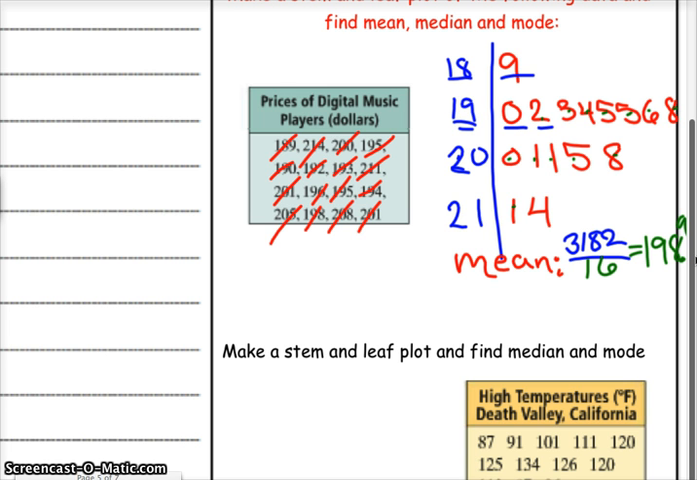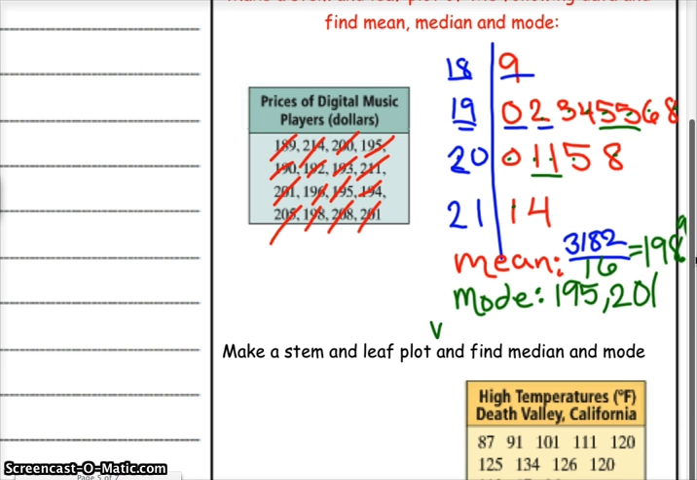The next thing I do before I start crossing things out, because median I always cross out, I figure out what my mode is. So what numbers happen the most? It looks like I have 2 5s and 2 1s. So that tells me I have 2 modes. I have a mode of 195 and a mode of 201.